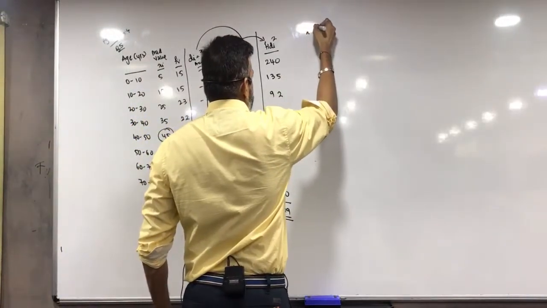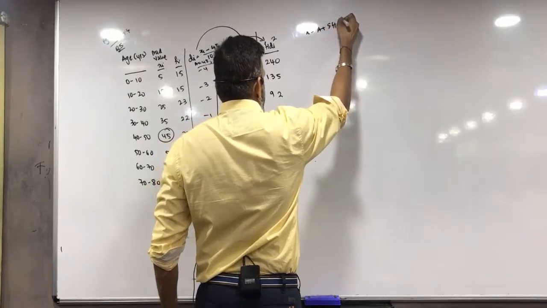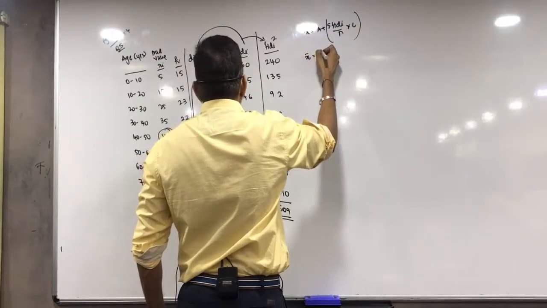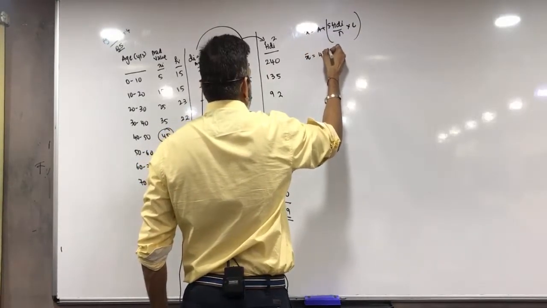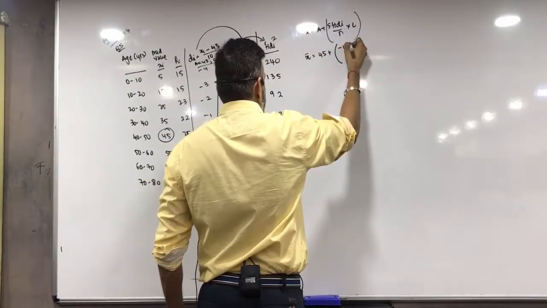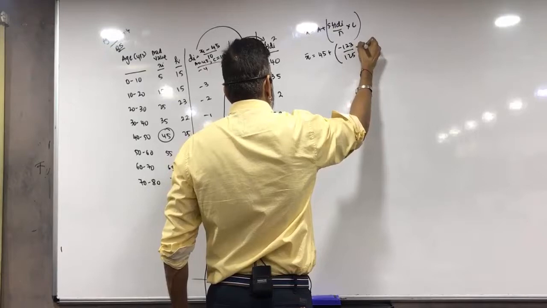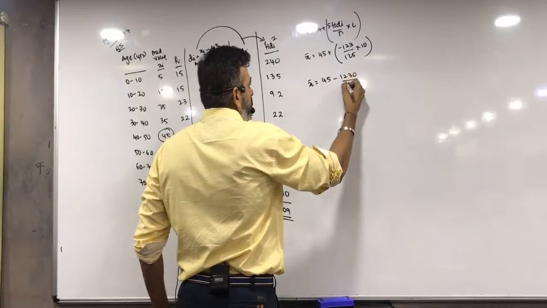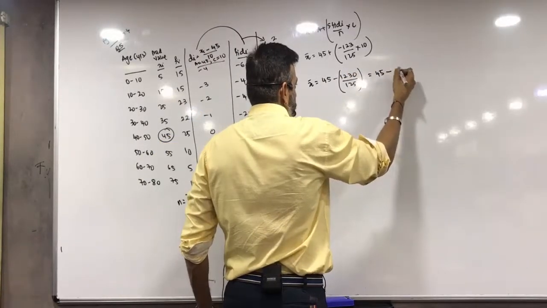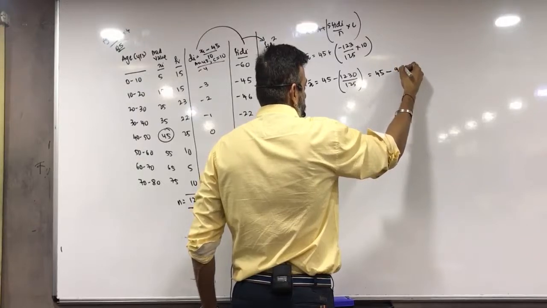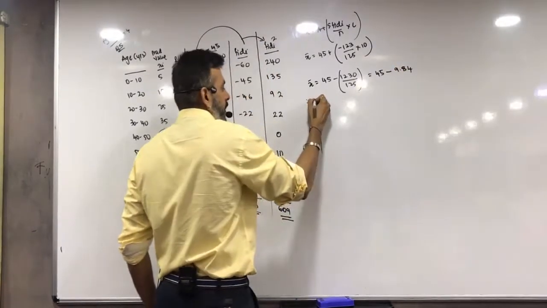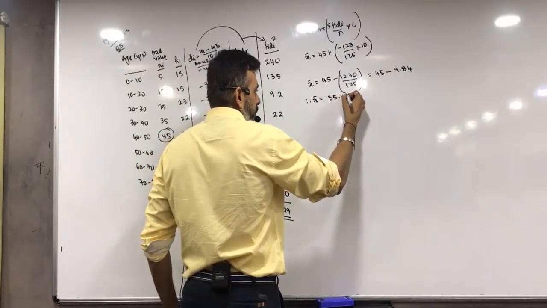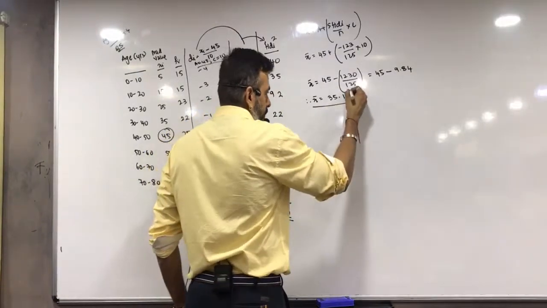First we find out the mean. So X bar is equal to A plus sigma fi di upon N into C. X bar is equal to assumed mean 45 minus 123 upon 125 into 10, which is 45 minus 1230 upon 125, is equal to 45 minus 9.84. Therefore, X bar is equal to 35.16. Okay, mean मिल गया.